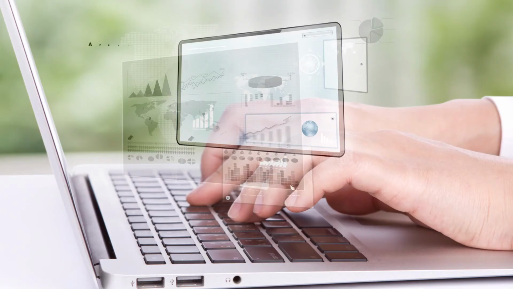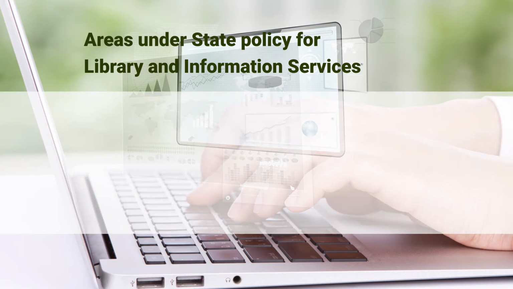So UNESCO has already defined in its manifesto that there needs to be a clear policy for the libraries, and UNESCO therefore encourages all the national and local governments to support and actively engage in the development of the public libraries. Moving ahead, there are certain areas under which state policy for library and information services works. These areas are very important in all aspects, as they give guidelines on how the libraries will be working.